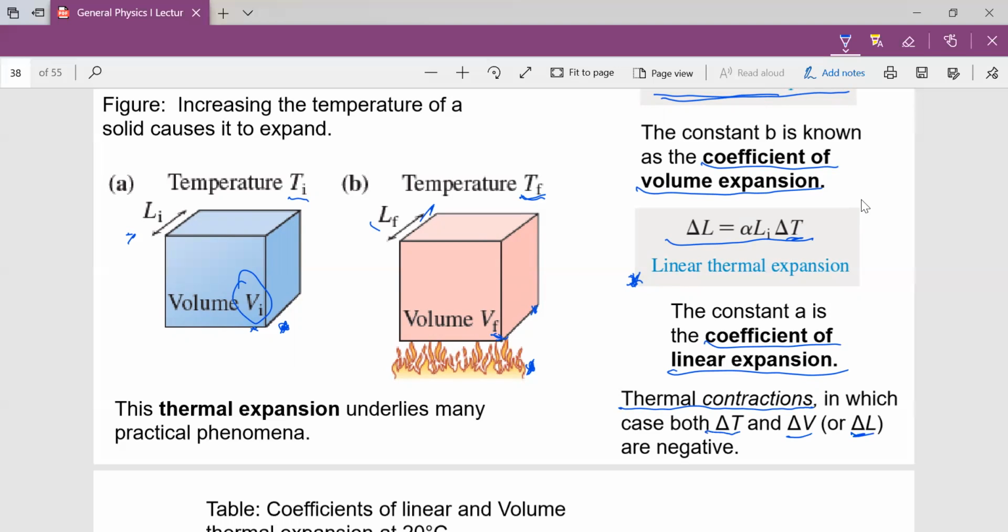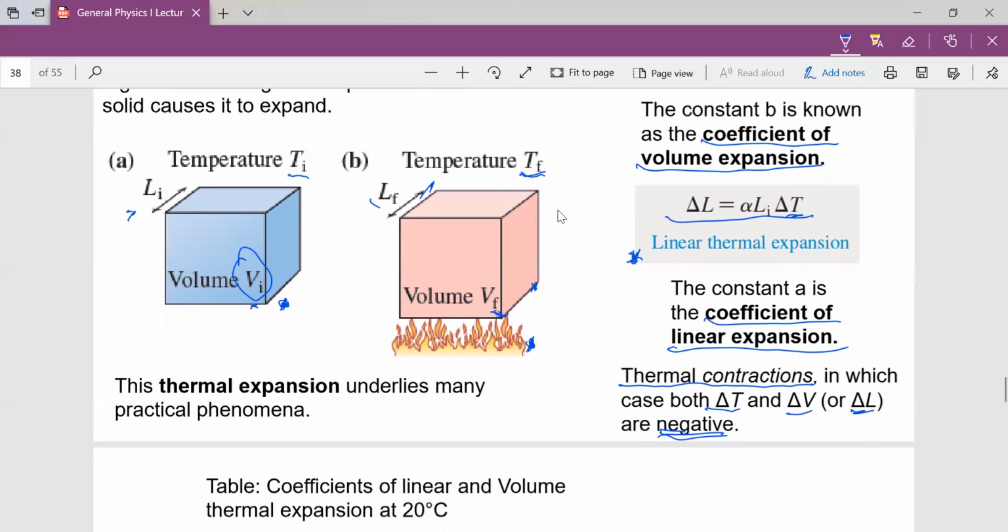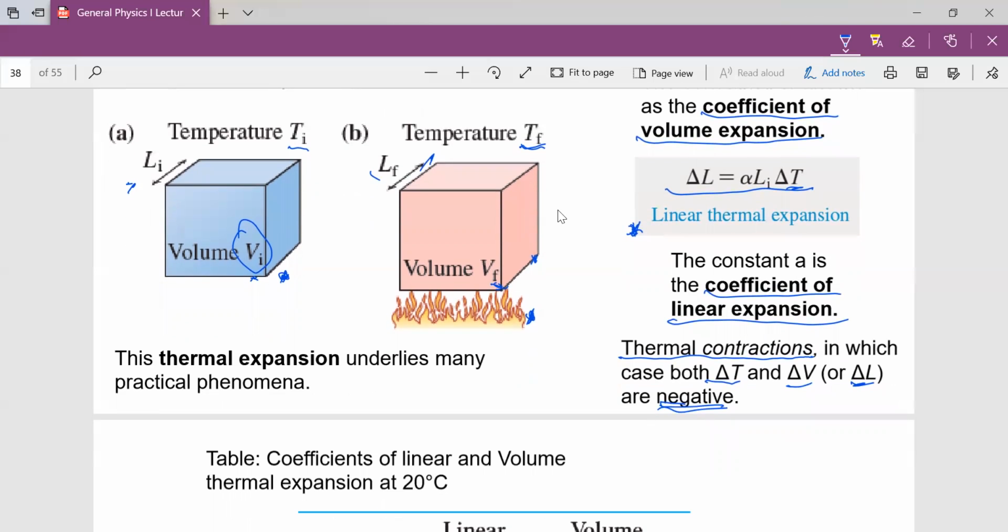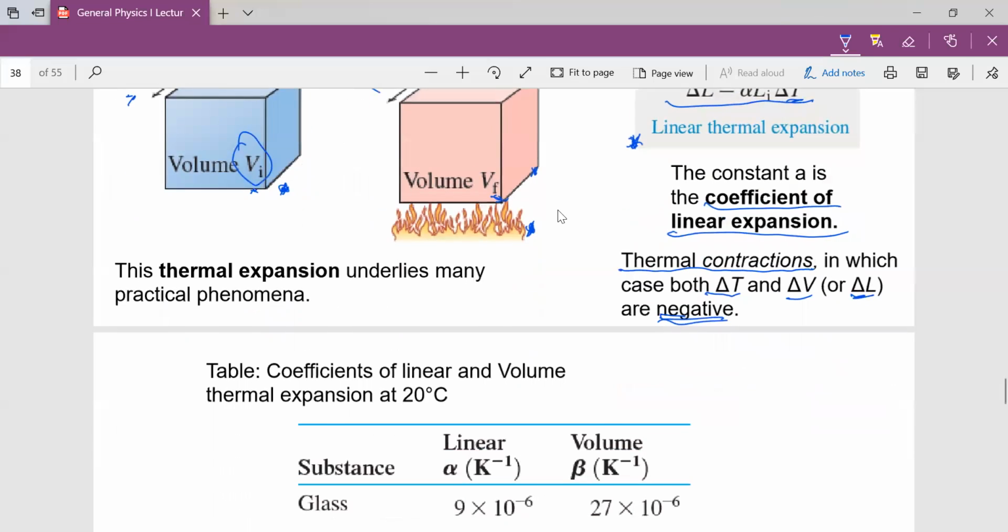But when it is contraction, that process is negative, okay? So we should also take note of that sign, just like we are used to sign and directions. So this is not new. When it's expanding, it's positive. When it's contracting, it's negative, okay?